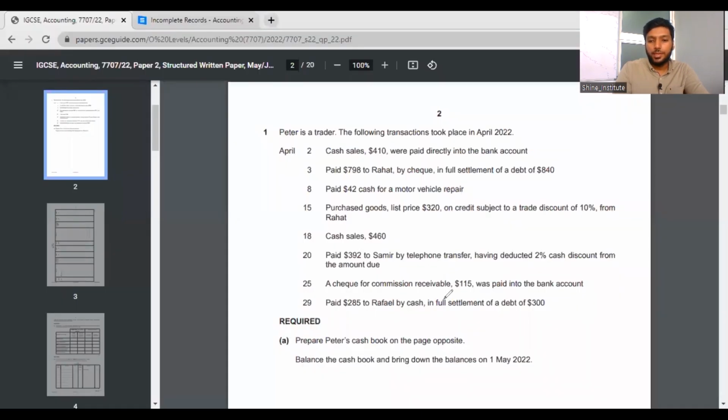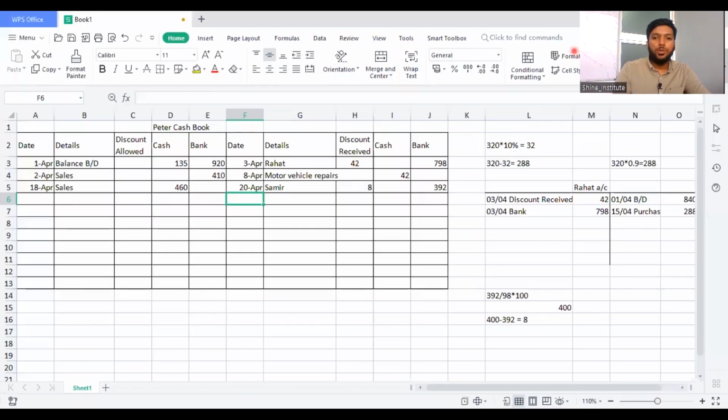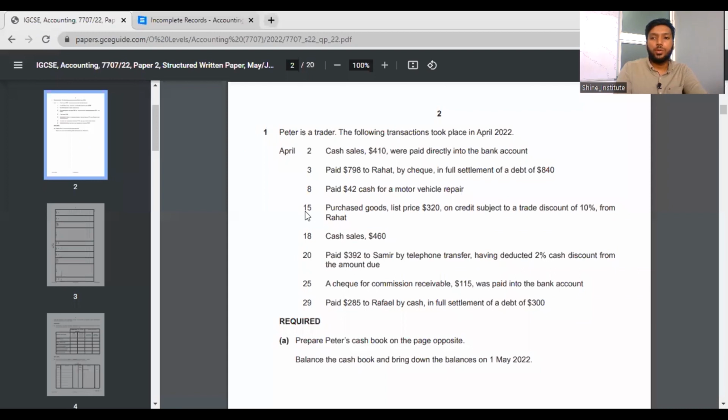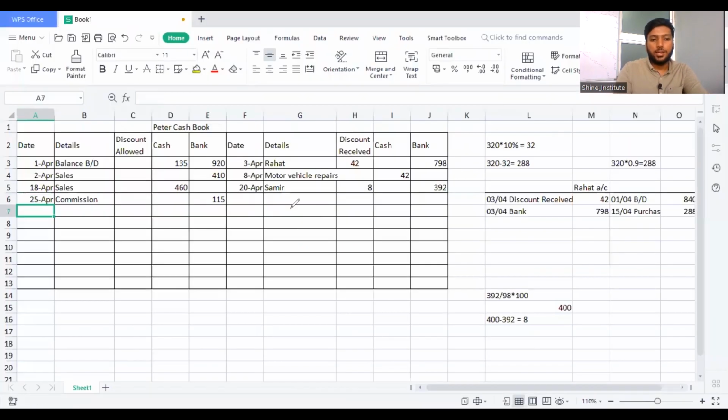A cheque for commission receivable 115 was paid into the bank account. So commission we have received. And when you receive the money, the bank account will be debited. So I'll write here 115, and this is commission which you have received. So write commission. And the date, I should be very careful with the date. So what is the date this transaction is happening? On 25th. So write 25th April. This is actually happening.